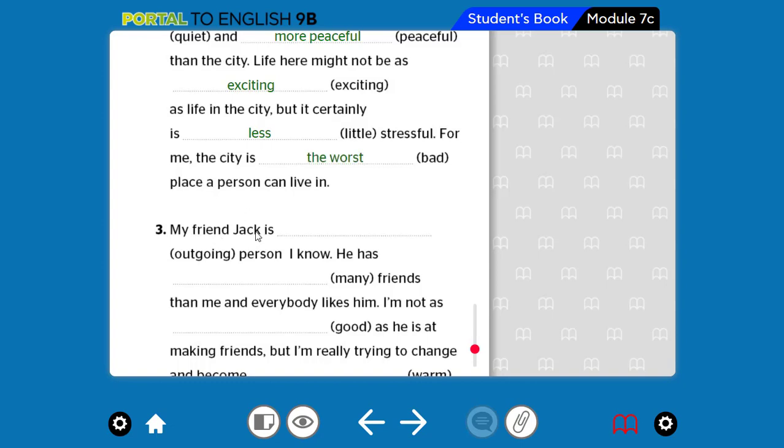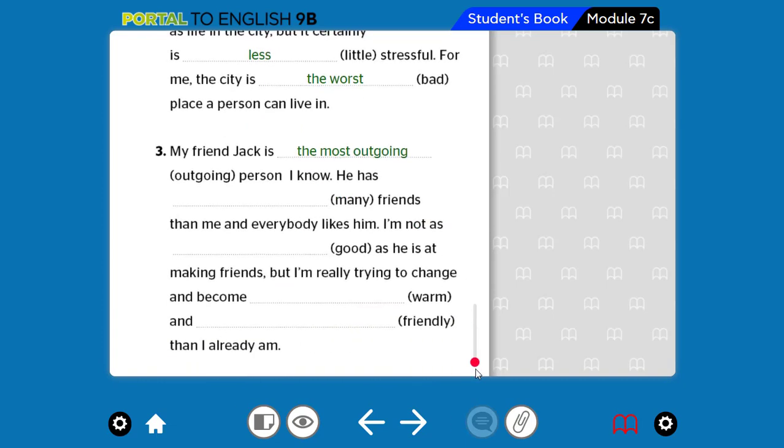My friend Jack is outgoing person I know. The sentence is also a superlative. My friend Jack is the most outgoing person I know. He has many friends than me. Many in the comparative form becomes more.